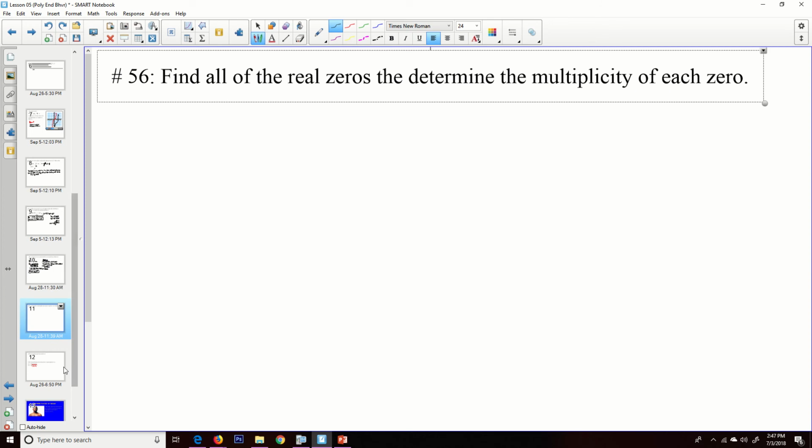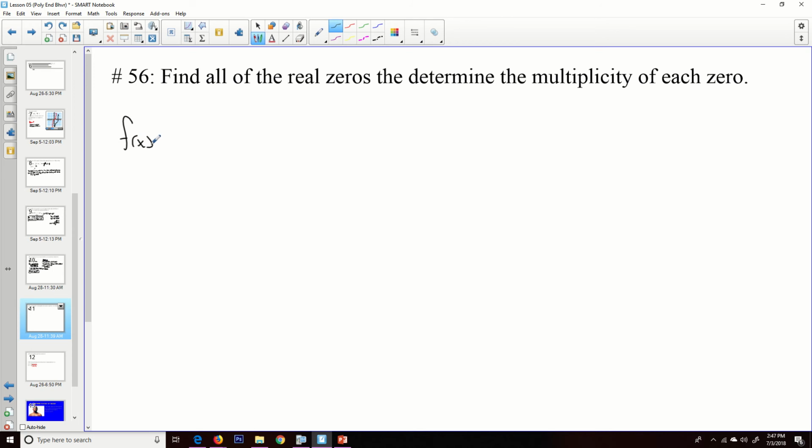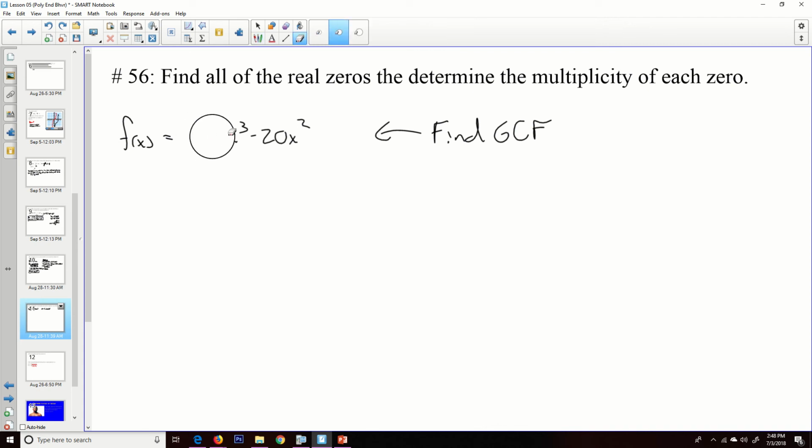Find all of the real zeros and determine the multiplicity of each zero. So number 56. They give us f of x equal to x to the fourth, minus x to the third, minus 20x squared. So again, we're going to find the GCF. You should always check for GCF. Sometimes you find one, sometimes you don't. In this particular case, what's common to all of those terms? I don't like this sign there. All right, we'll rewrite.